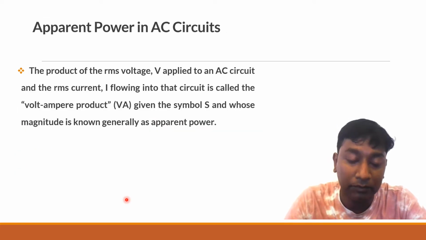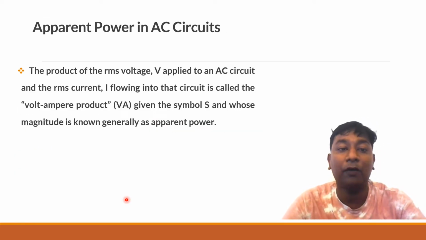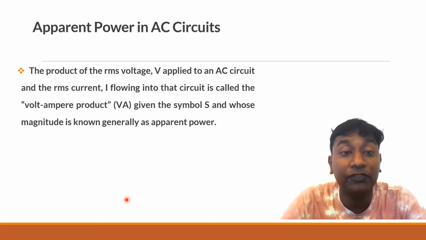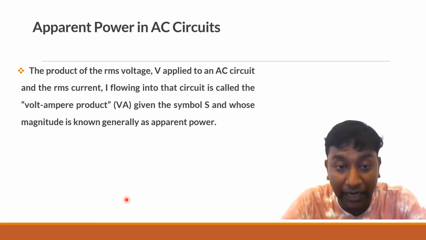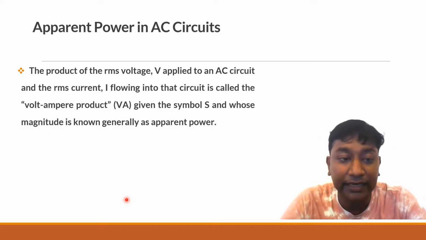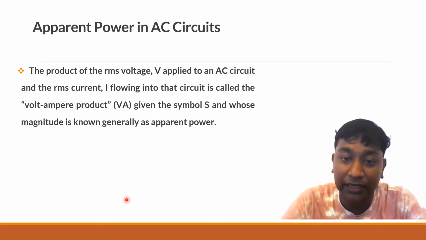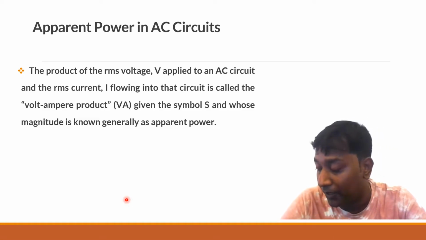Now we'll move to the next part, that is apparent power in an AC circuit. The product of the RMS voltage V applied to an AC circuit and the RMS current I flowing into that circuit is called the volt ampere product, whose magnitude is known generally as apparent power.